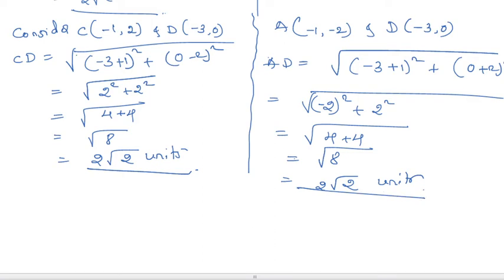Here all sides are equal. Here AB is equal to BC is equal to CD is equal to AD, all sides are equal. Here one more condition, we will check for diagonals.